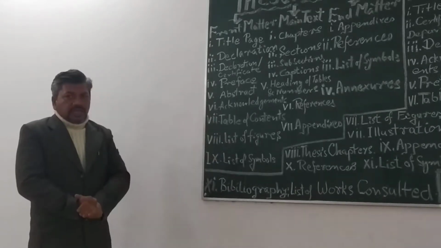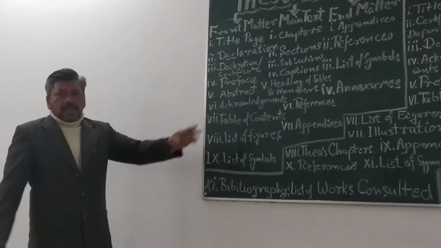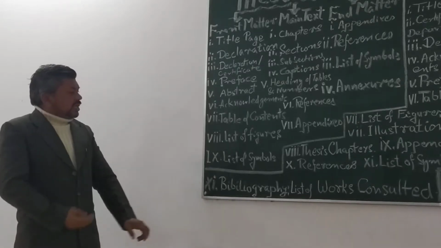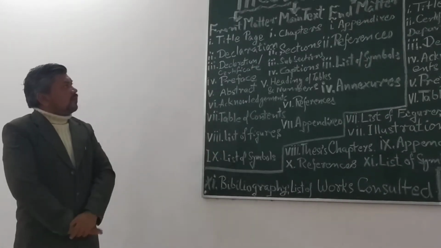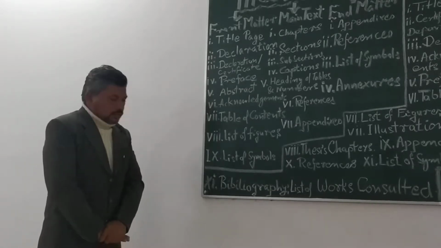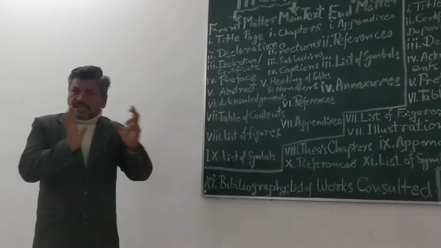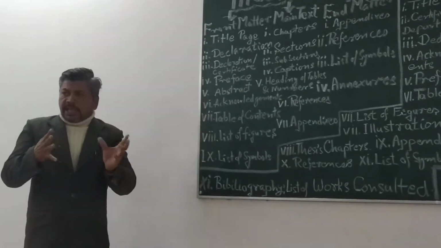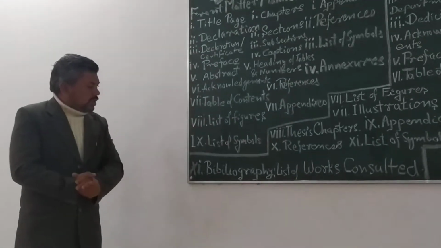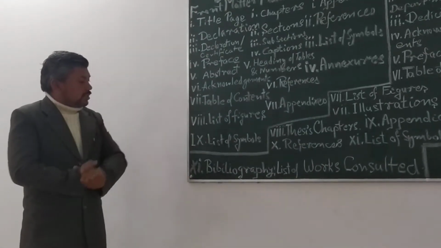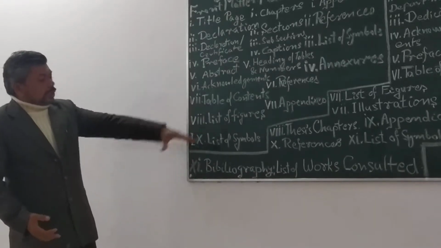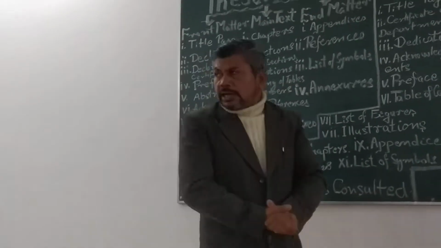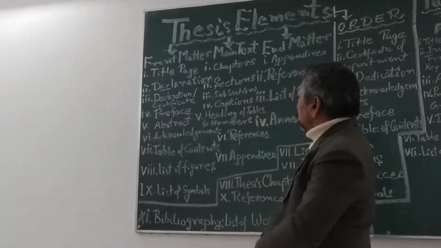Then the table of contents: page numbering should be correct, and the table of contents should be organized that way. Then there comes the eighth part of front matter, that is the list of figures. For data used from other sources, you must acknowledge the resource and give the main source. Then the list of symbols: what kind of symbols are used must be very, very organized. Let us move to the main text of our thesis.